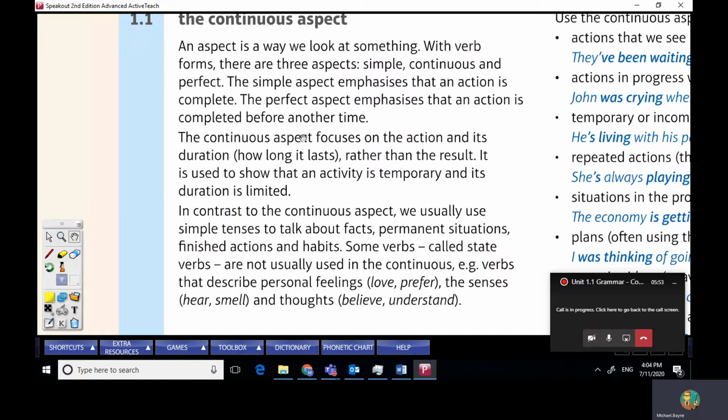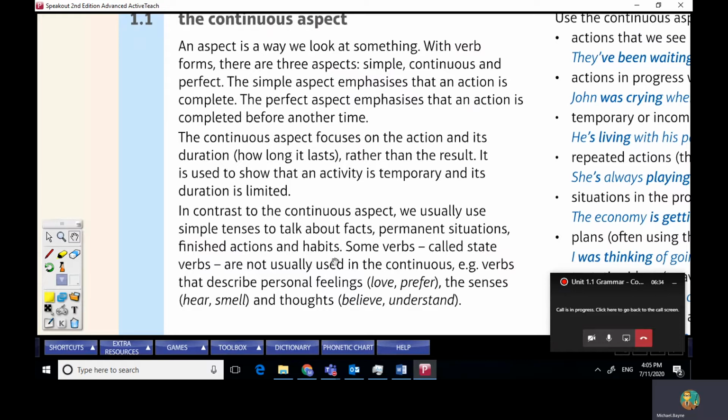But when we talk about the continuous aspect, it usually focuses on the action and how long that action lasts, otherwise known as its duration. And so the focus is not so much on the result, it's really on how long it lasts. It's often used to show that an activity is temporary and that its duration is limited. In other words, it doesn't go on forever and ever. In contrast, we usually use the simple tenses to talk about facts and permanent situations, finished actions, and habits. So make sure that you really know the difference here between simple and continuous.